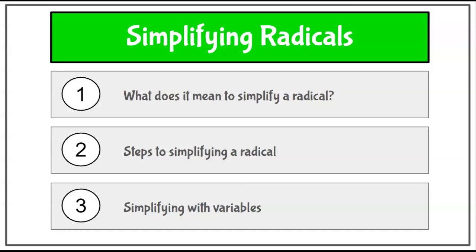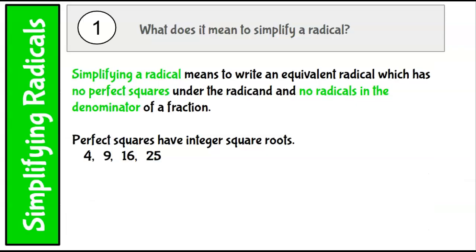So first we're going to talk about what it means to simplify a radical. Then we're going to talk about the steps to simplifying a radical, and then we're going to do some simplifying with variables. What does it mean to simplify a radical? Simplifying a radical means to write an equivalent radical which has no perfect squares under the radicand and no radicals in the denominator of a fraction.